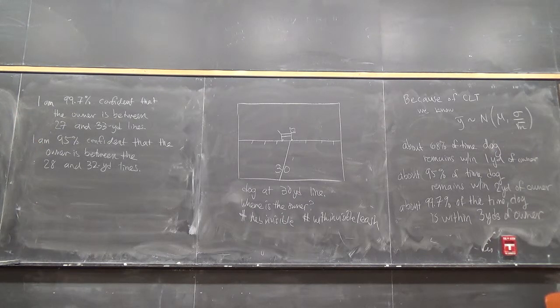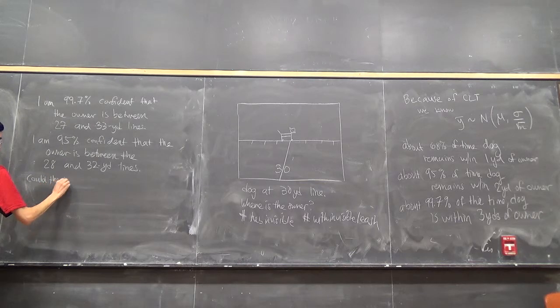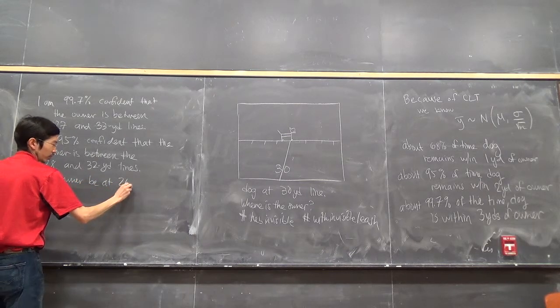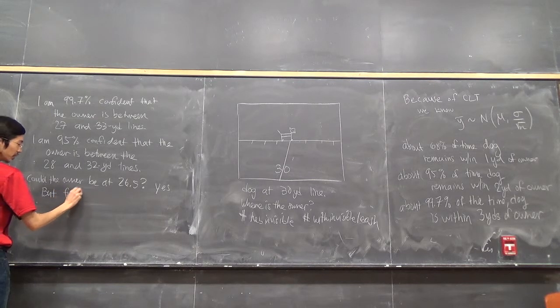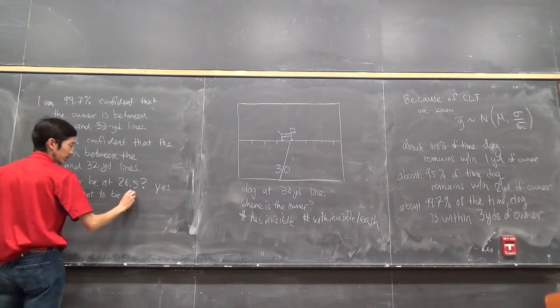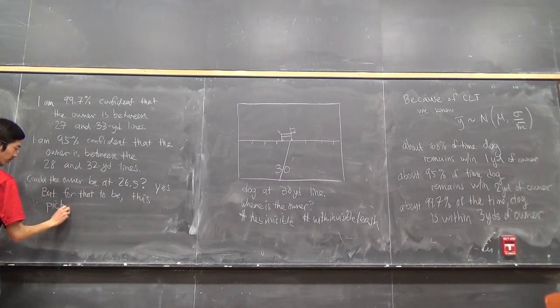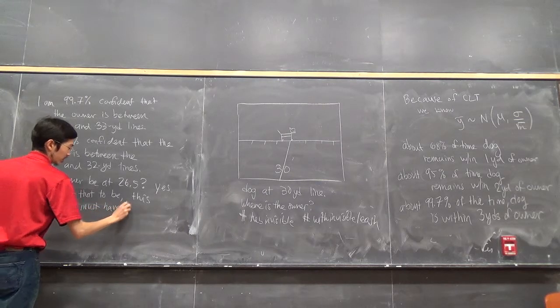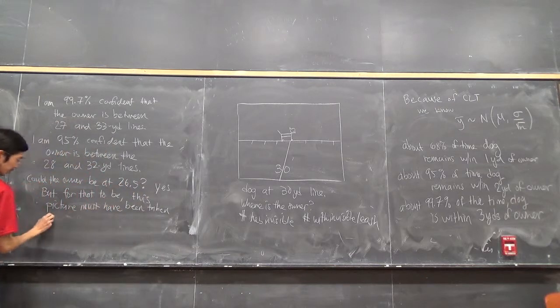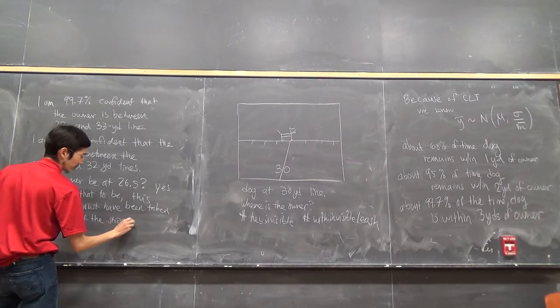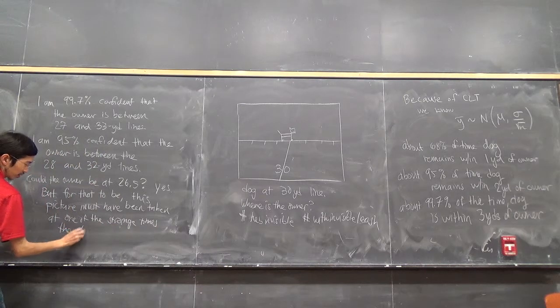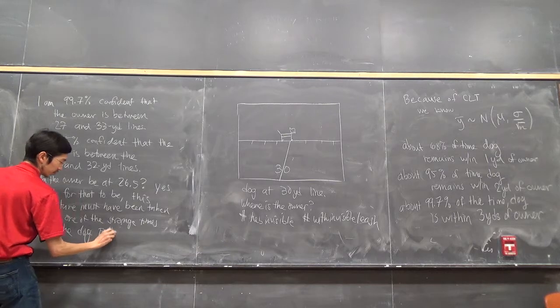Okay. But the owner could be, is it possible for the owner to be at 26.5? Yeah, okay. And the answer is yes. But for that to be, this picture must have been taken at one of the strange times the dog pulled hard on the leash.